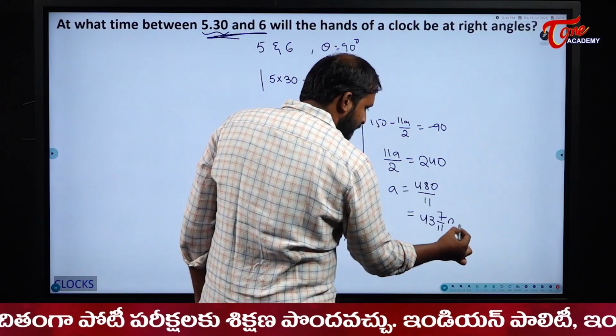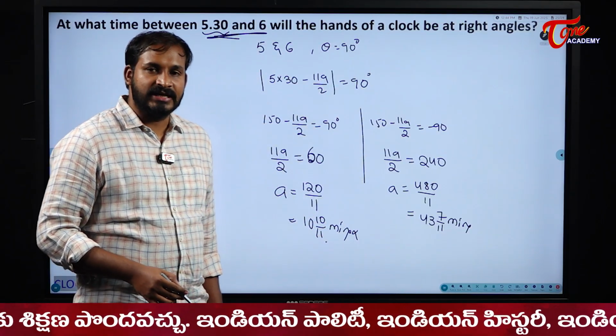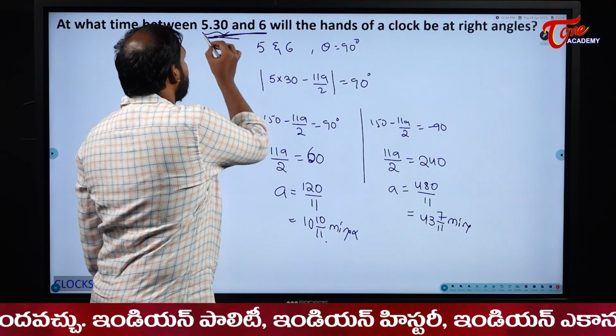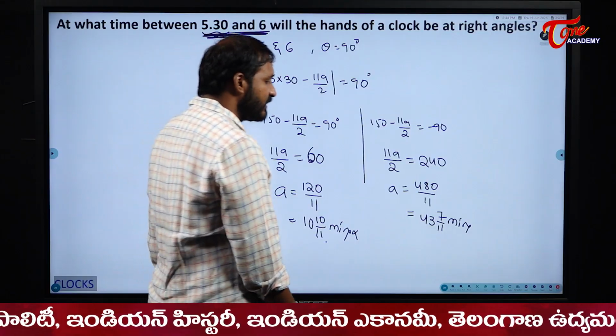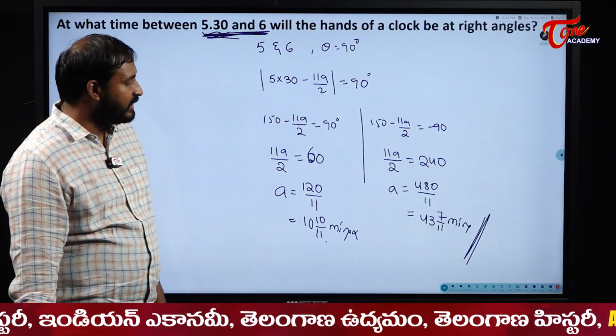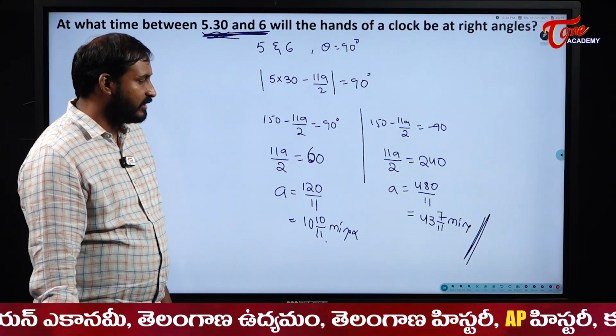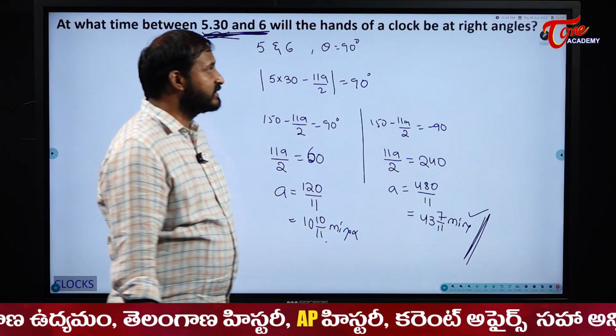7 by 11 minutes. That means at 5 o'clock 43 7 by 11 minutes, the two hands will be at right angles. Anyway, our time frame is from 5:30 to 6 o'clock. So our answer here becomes 43 7 by 11 minutes, that is 5:43 7 by 11 minutes. We will mark this one as our answer.